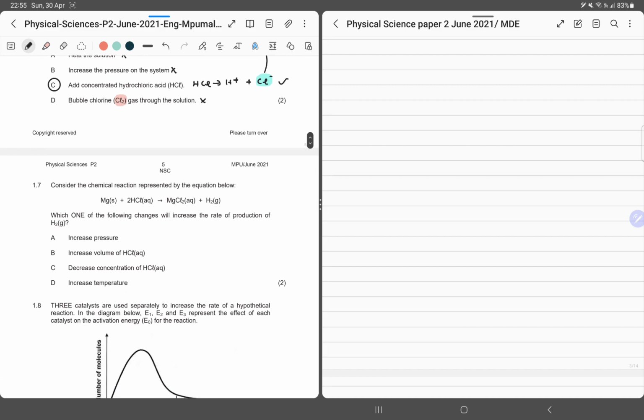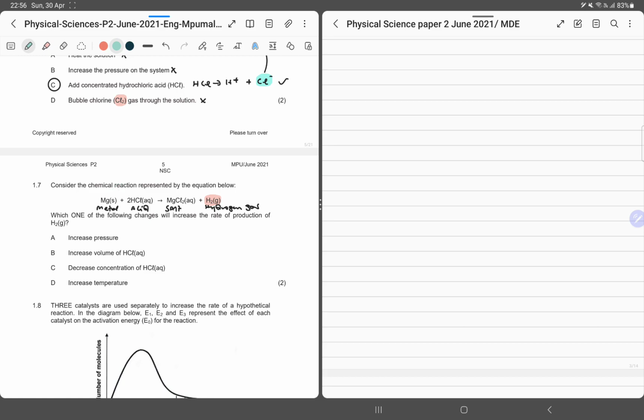Let's move on. Consider the chemical reaction represented by the equation below. We've got magnesium, so this is a metal. Remember from grade 10, when you react a metal and an acid, what happens? You produce a salt and hydrogen gas. In fact, this is essentially the main guy for this reaction, but of course it depends on what you're trying to achieve.